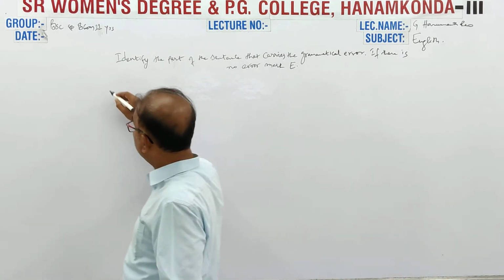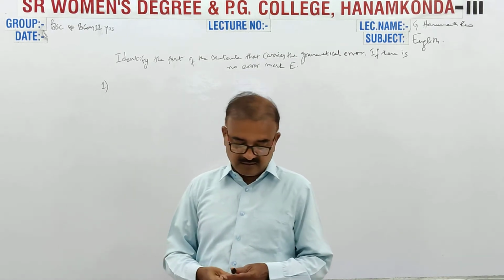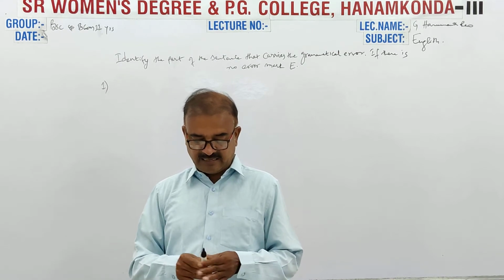Okay, now for example, first sentence. Let's see the first sentence for now. Just a minute, guys, there is a problem with this. It seems there is no ink in this.